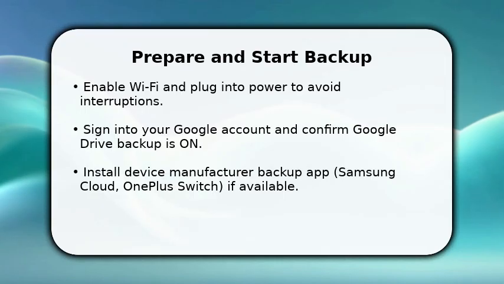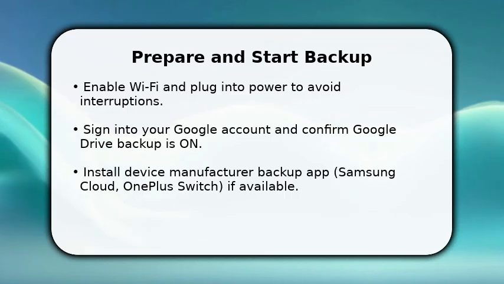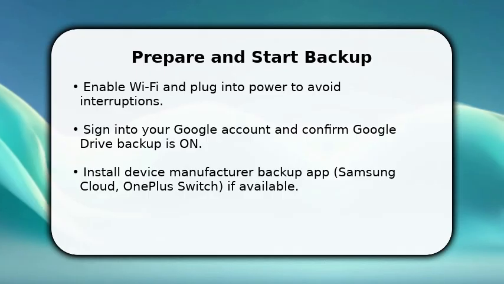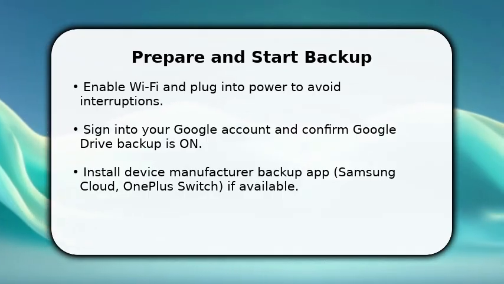If your phone maker offers its own backup app, install and open it now so you can include settings and SMS. Once done, tap Backup Now to capture device data. This gives you a current snapshot to restore from later.